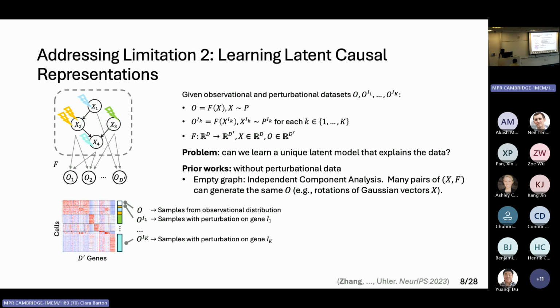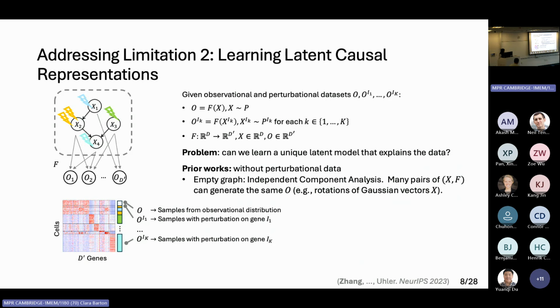And there you can see the hardness of the problem, which is that even in that empty graph case, you can have multiple pairs of latent F and X that generate the same observational distribution O. Because you can imagine that you have a multivariate Gaussian X, and you can just randomly rotate the Gaussian vectors and absorb that rotation into the mapping function F, and it's still going to give you the same observed O's.